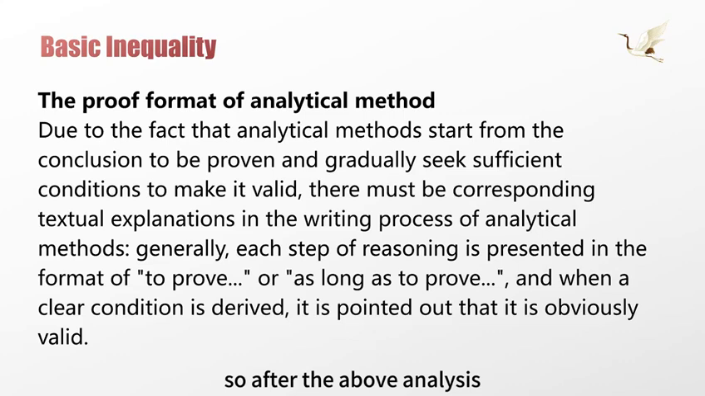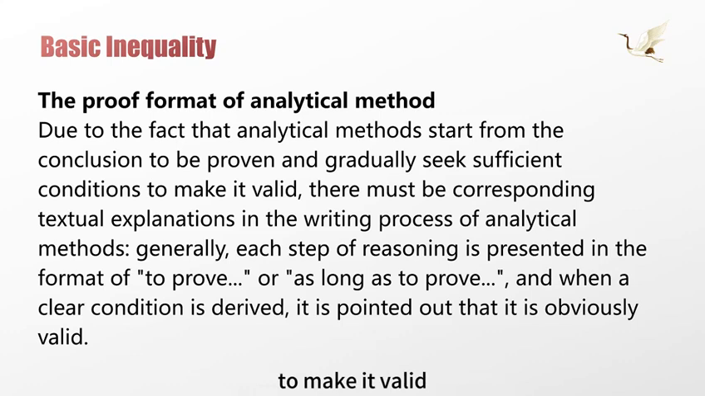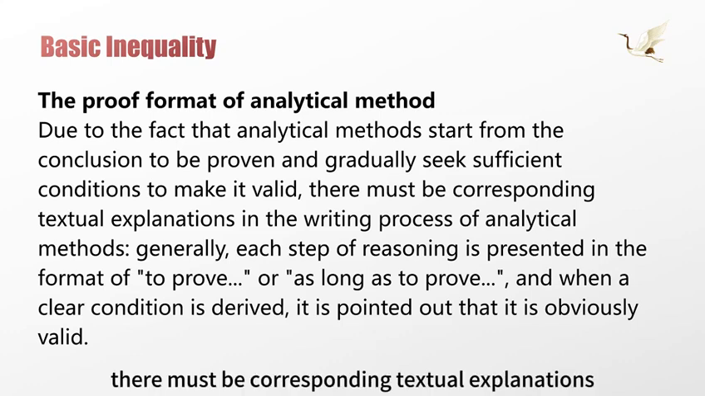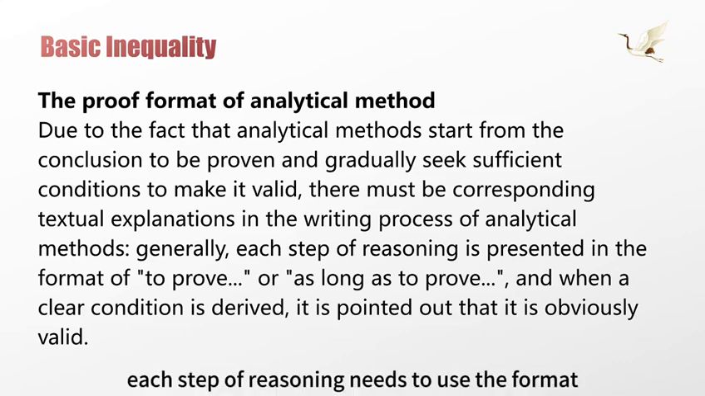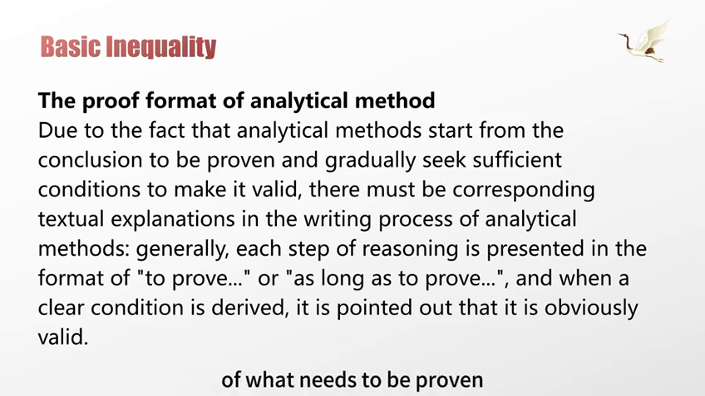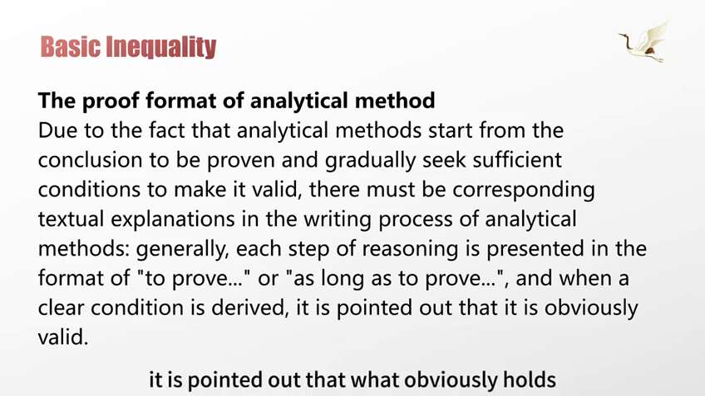So, after the above analysis, can you summarize the proof format of our analytical method? We know that because the analytical method starts from the conclusion to be proven and gradually seeks sufficient conditions to make it valid, there must be corresponding textual explanations in the writing process of the analytical method. Generally, each step of reasoning needs to use the format of what needs to be proven, as long as what needs to be proven. Therefore, when a clear condition is derived, it is pointed out that it obviously holds.